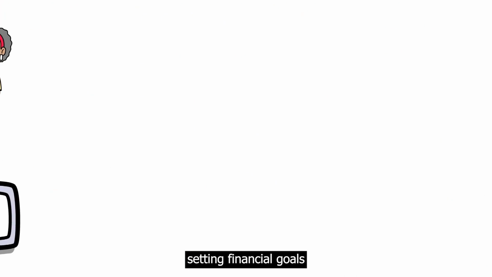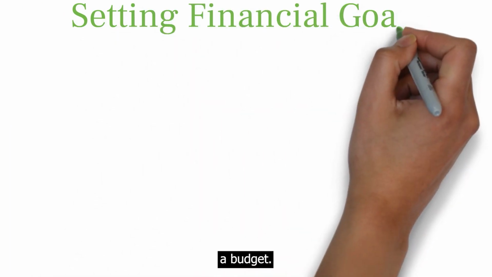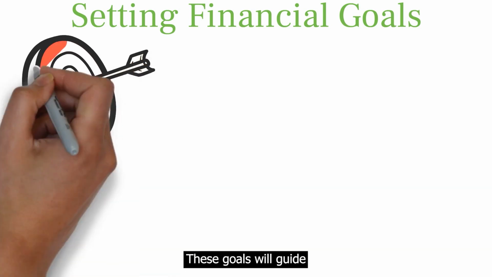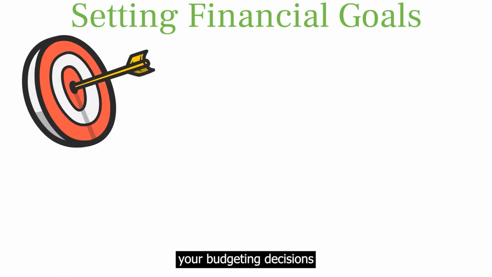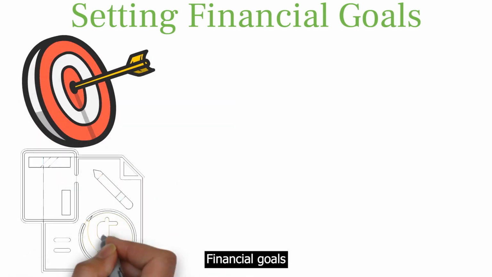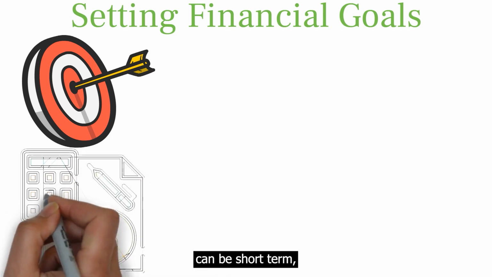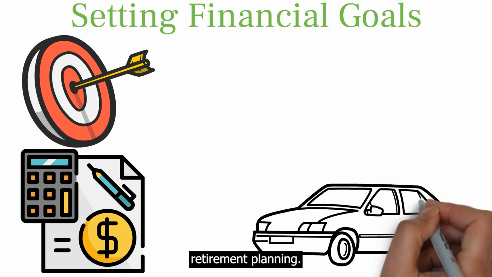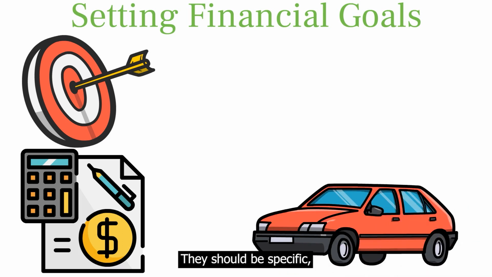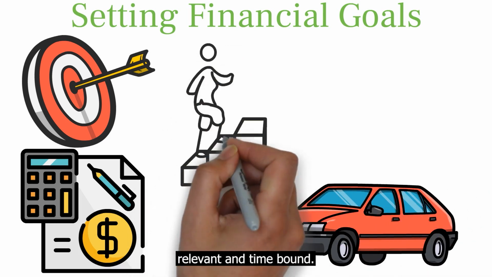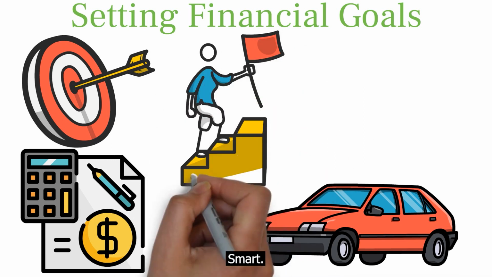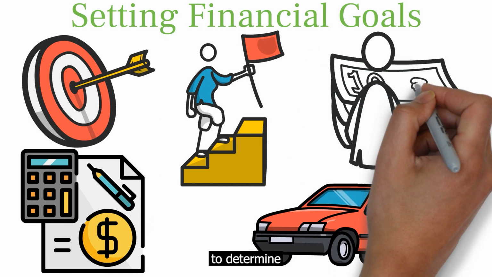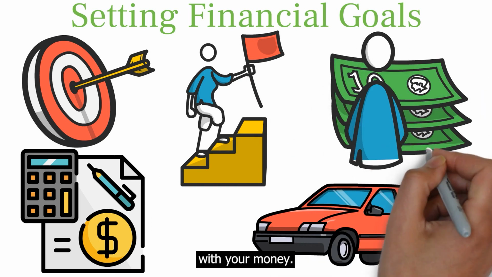Setting financial goals. Before you can create a budget, it's essential to define your financial goals. These goals will guide your budgeting decisions and help you stay motivated. Financial goals can be short-term, such as saving for a new car, or long-term, such as retirement planning. They should be specific, measurable, achievable, relevant, and time-bound, SMART. Take some time to reflect on your priorities and values to determine what you want to achieve with your money.